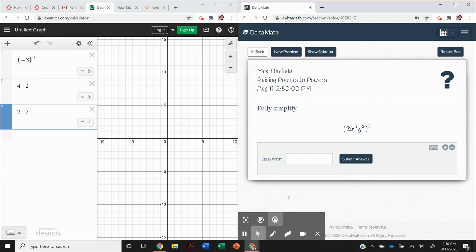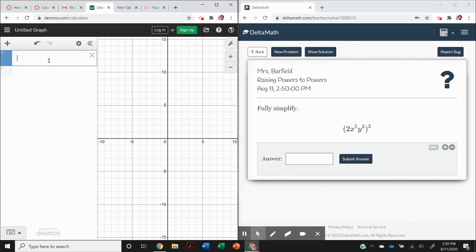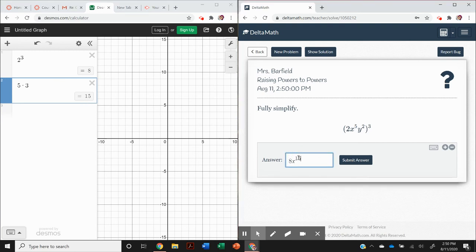Now I've got 2x to the fifth y squared, parentheses, to the third power. So that's 2 to the third. Let's type that in first. So 2 exponent 3, that's 8. Now I'm going to do the x's. So I do 5 times 3, 15. So I go back over here, and in the exponent, I'm going to type 15.